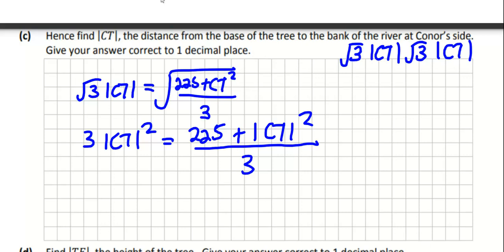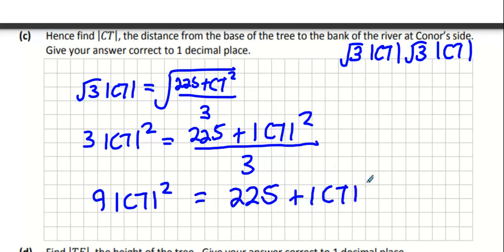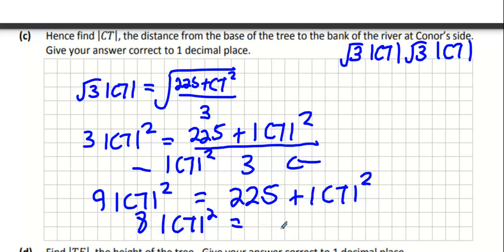Now, here's what we're going to do. We need to get CT on its own. So multiply 3 across, we're going to get 9 CT squared. 3 CT squared multiplied by 3 is 9 CT squared. That's 225 plus CT squared. Now, 9 CT squared take away 1 CT squared. When you bring it over the other side, it's going to be 8 CT squared.